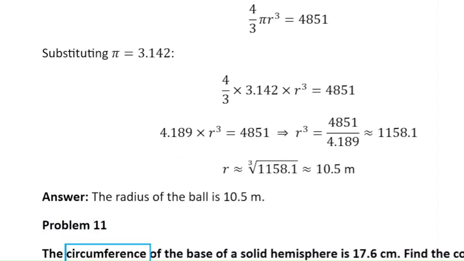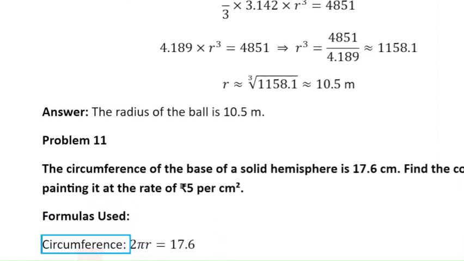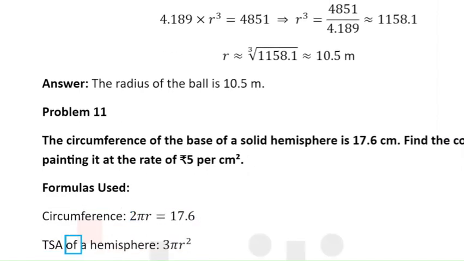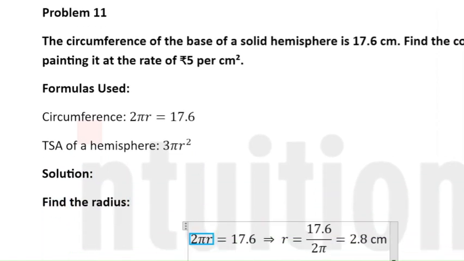Problem 11. The circumference of the base of a solid hemisphere is 17.6 centimeters. Find the cost of painting it at the rate of 5 rupees per square centimeter. Formulas used: circumference 2 pi r equals 17.6, TSA of a hemisphere 3 pi r squared. Solution. Find the radius. 2 pi r equals 17.6 implies r equals 17.6 over 2 pi equals 2.8 cm.